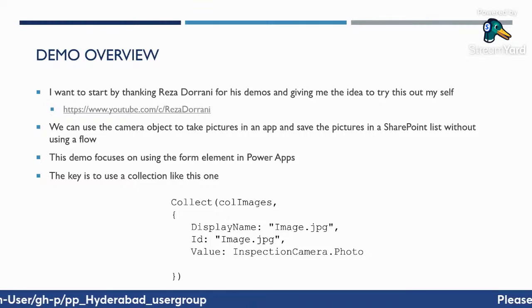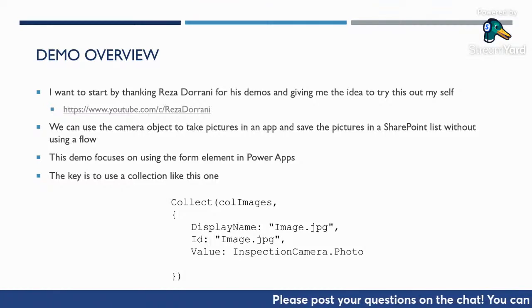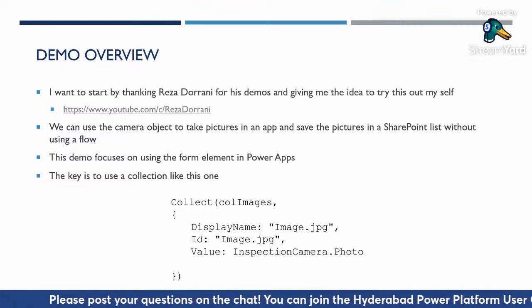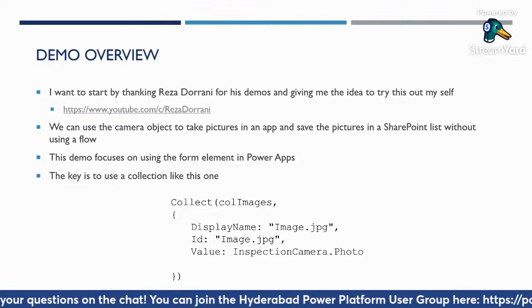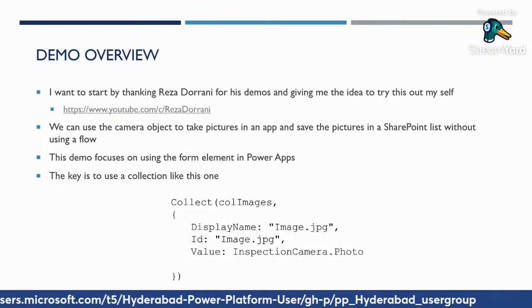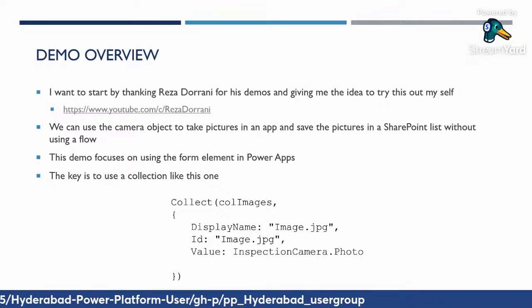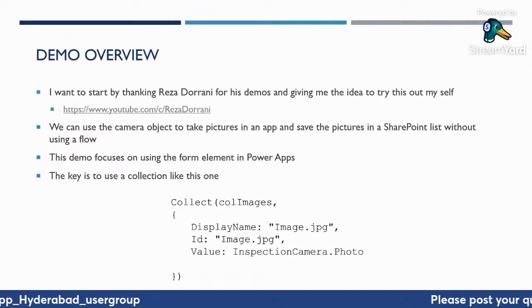So yeah, this demo focuses on saving pictures in a SharePoint list using the attachments field. We can, of course, save pictures in multiple ways, but this particular demo session will just focus on this particular way of saving pictures. The key to doing so is to use a collection, like we see here as an example on the screen.